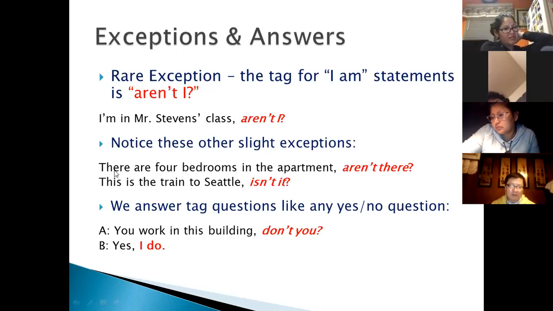And these other two are less crazy, right? We had one of these already. We have there are, aren't there. Not aren't they, but aren't there. And whenever you have this or that, you're going to say isn't it. I'm not going to say isn't this. I'm going to say isn't it. This is the train to Seattle, isn't it?